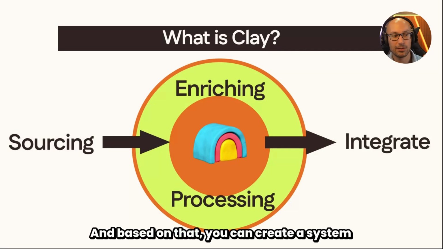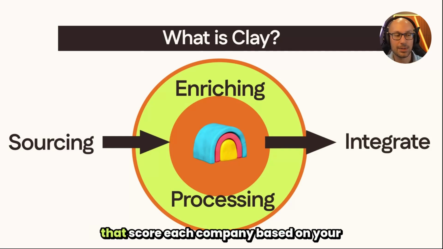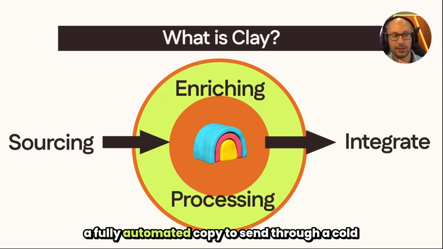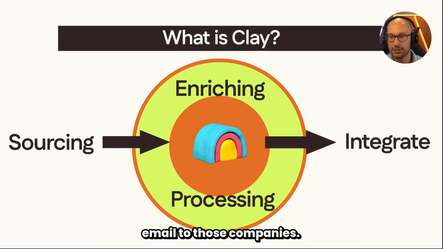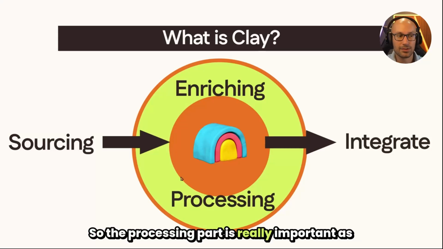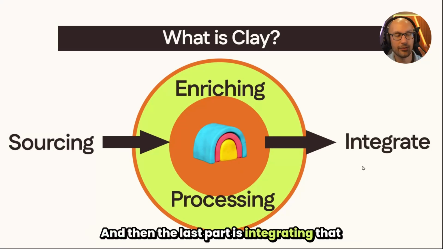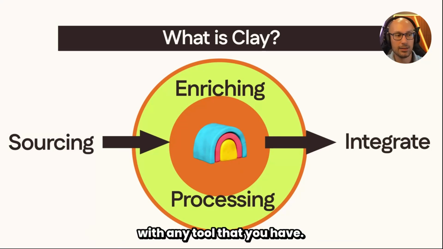Based on that, you can create a system that scores each company based on your criteria, or you can use an AI to grab all that data and, for instance, create a fully automated copy to send through a cold email to those companies. So the processing part is really important as well. And then the last part is integrating that with any tool that you have.